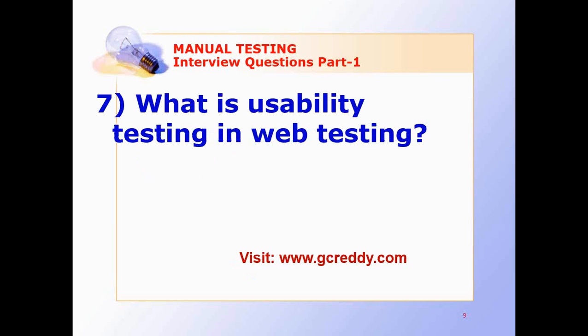What is usability testing in web testing? Usability testing is performed with reference to the end user. In usability testing, we find how easily the end user can access the application. In terms of websites and software applications, usability is defined as the ease with which a person with no programming knowledge can use the software to complete the desired task.